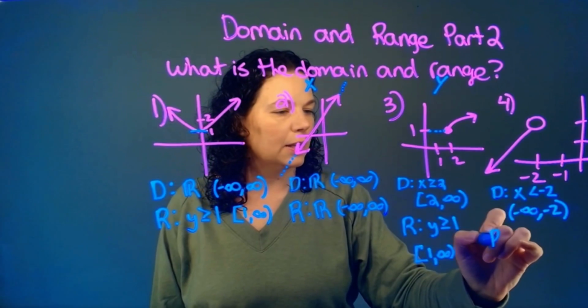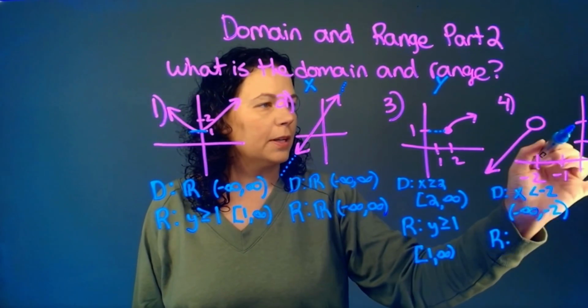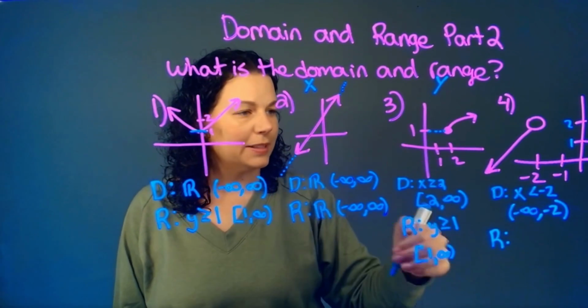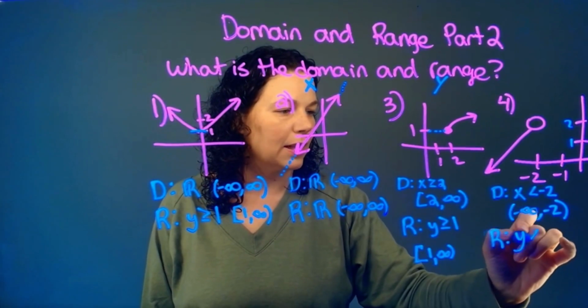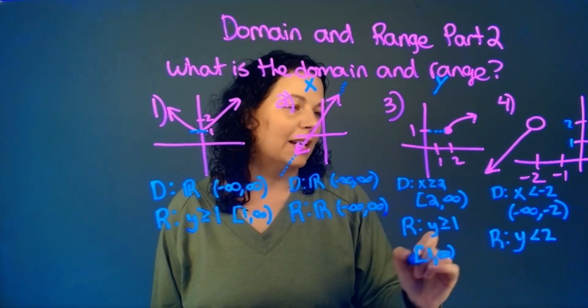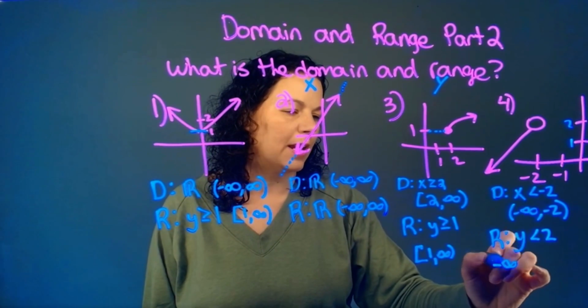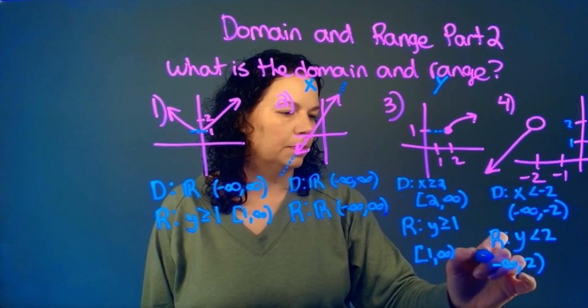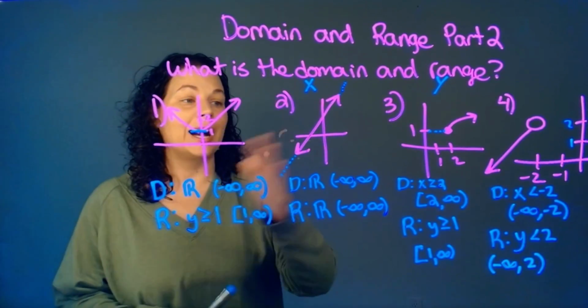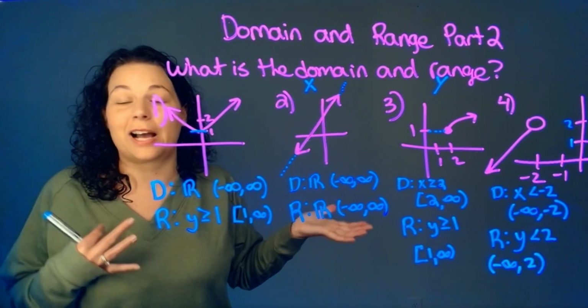For the range, we started up here at 2. We started at 2 and we went down from there. So y is less than 2. No equal sign because it's not filled in. And if we do that in interval notation, it's going to be from negative infinity to 2. So use whichever notation your teacher wants you to use. I did both because I don't know what your teacher's asking.